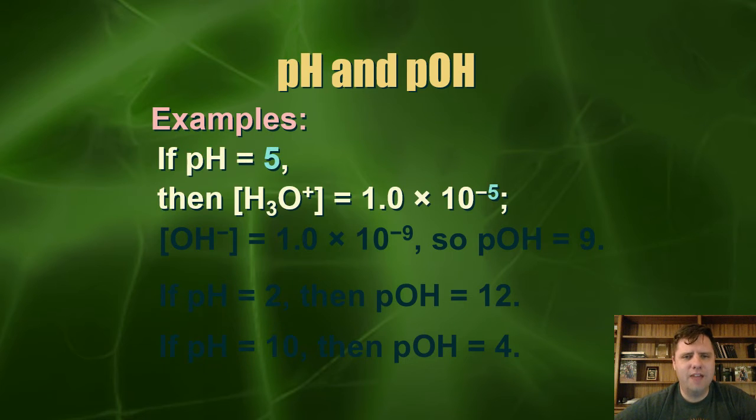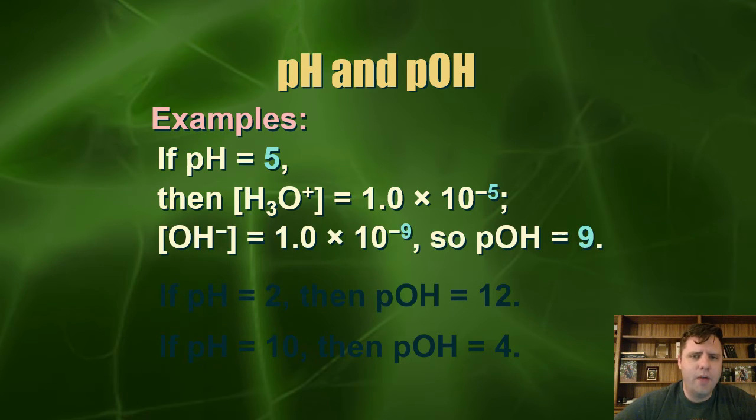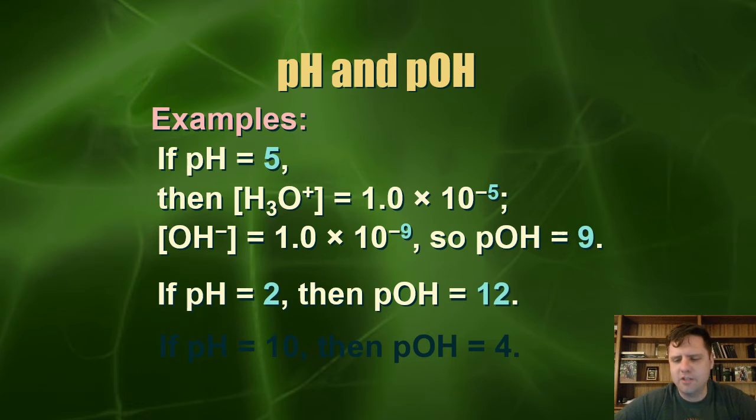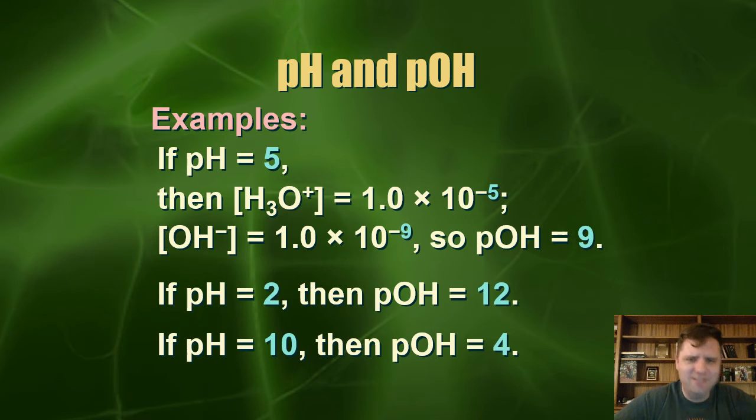So if pH is 5, then the hydronium ion concentration is 1 times 10 to the negative 5th. That means the OH concentration is 1 times 10 to the negative 9, because remember, negative 5 plus negative 9 is negative 14. And the pOH must be 9, because 9 plus 5 is 14. If pH is 2, pOH is 12. If pH is 10, pOH is 4. These numbers always have to add up to 14.